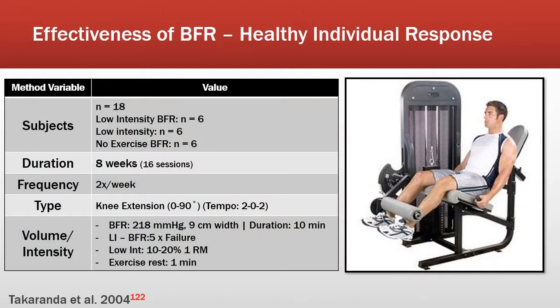Okay, Takarada in Japan in 2004 looked at 18 healthy males. Low intensity BFR, low intensity, and no exercise were the groups. The subjects were evenly randomized into each group, 8 weeks, 2 times a week, a knee extension with a standardized tempo. The blood flow restriction cuff parameters are shown there, 218 millimeters of mercury, 9 centimeter cuff. The duration was 10 minutes. They did 5 sets to failure. Low intensity BFR was 80% 1RM.